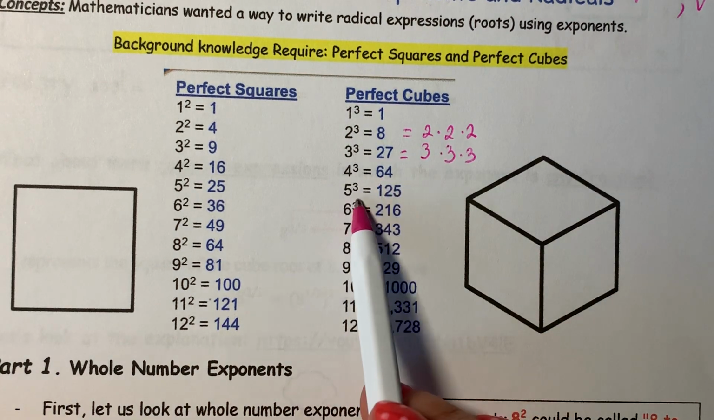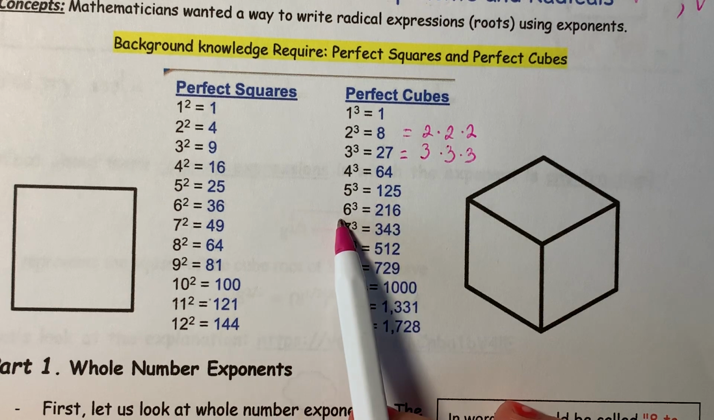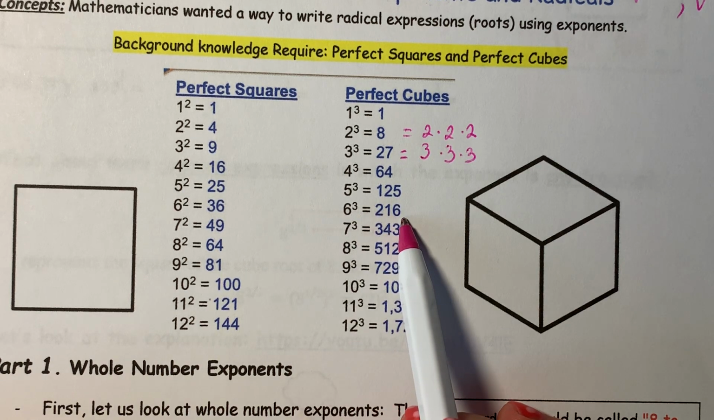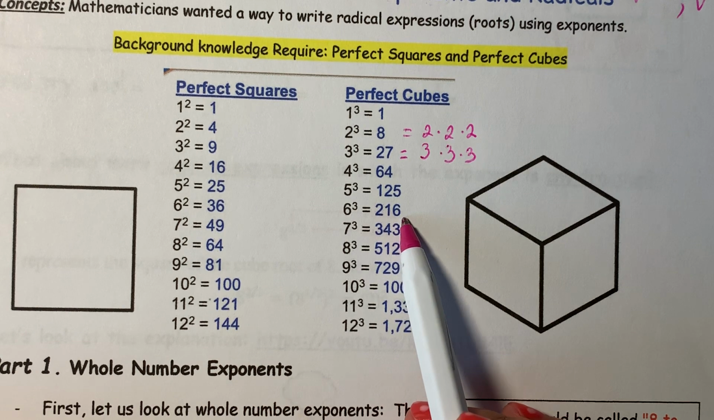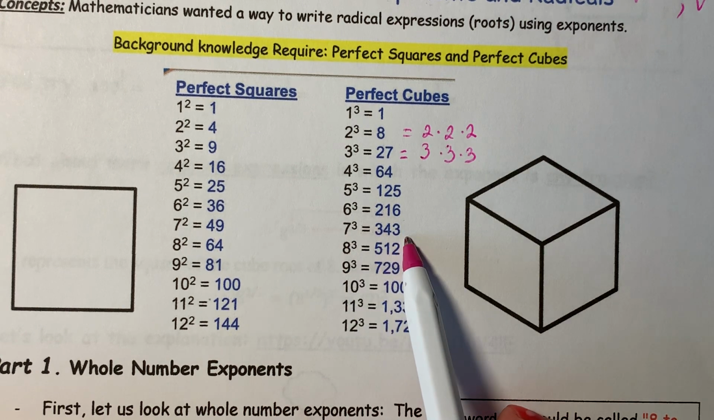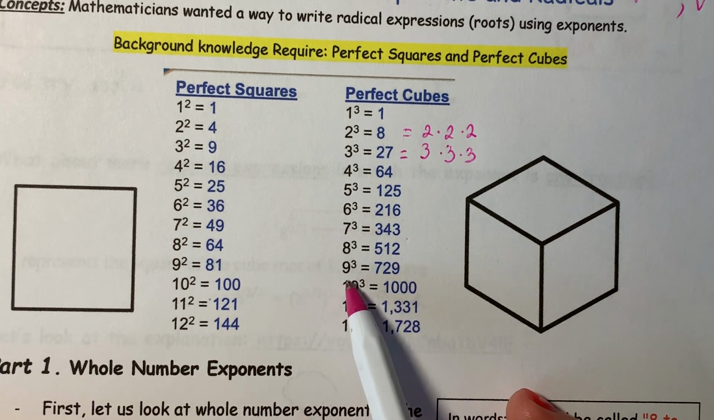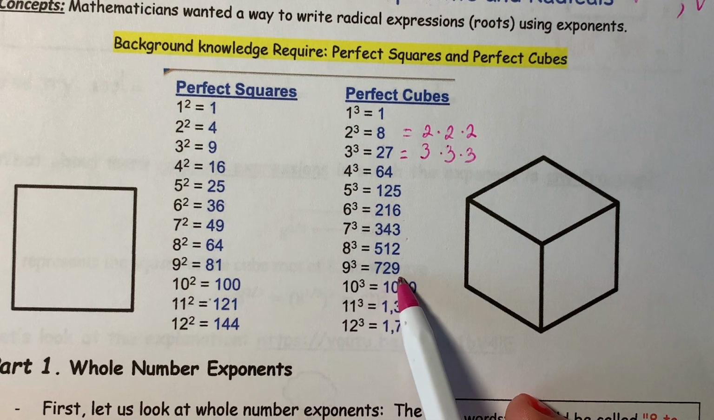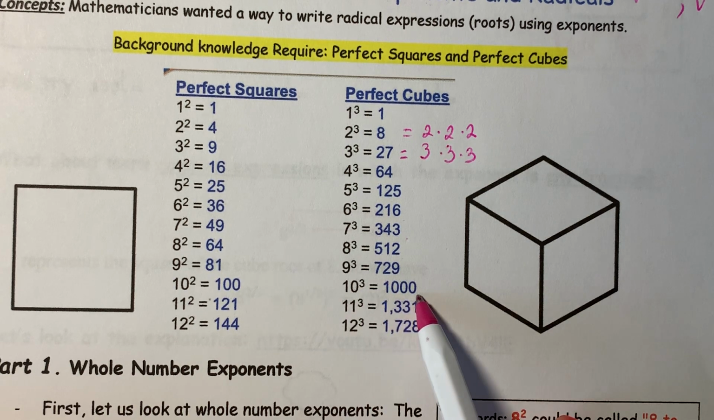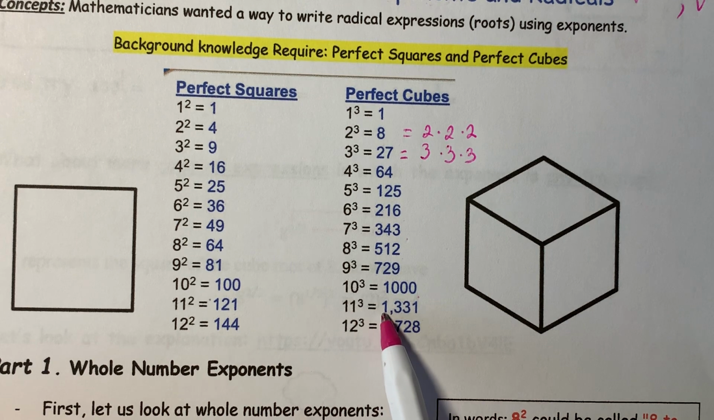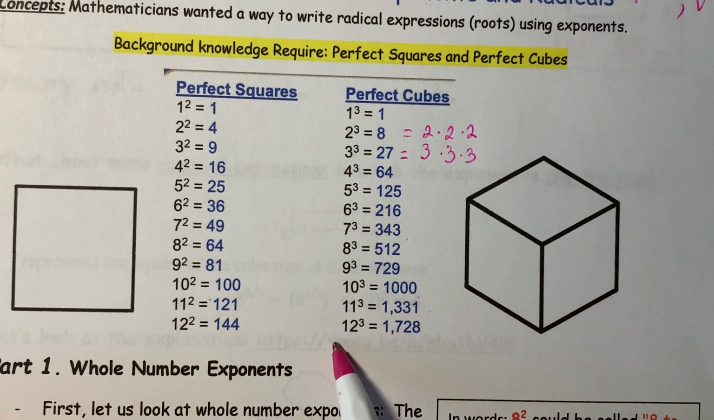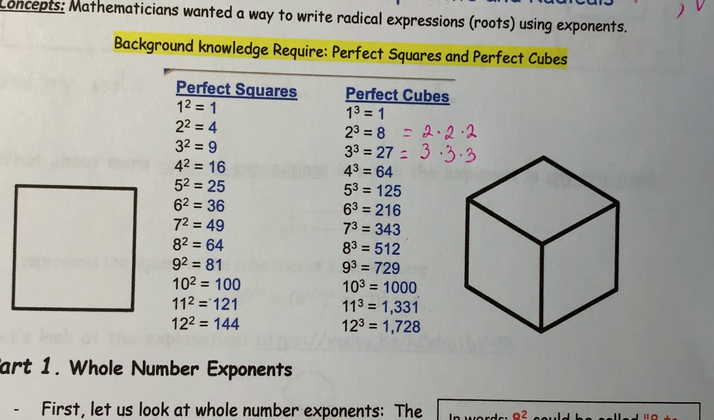And so on. 4 to the power 3, 64. 5 to the power 3 is 125. 6 to the power 3, 6 times 6 times 6 is 216. 7 to the power 3, 343. 8 to the power 3 is 8 times 8 times 8, 512. 9 to the power 3, 729. 10 to the power 3 is 1,000. 11 to the power 3 is 1,331. 12 to the power 3 is 1,728. Okay, so that's background knowledge. I recommend you memorize this. It will help you so much better.